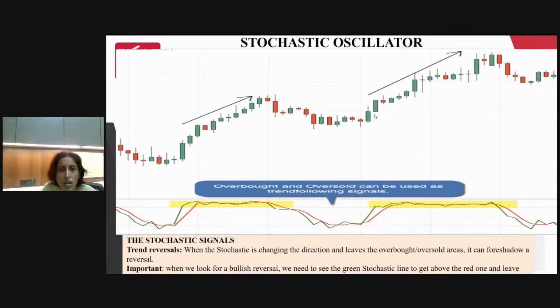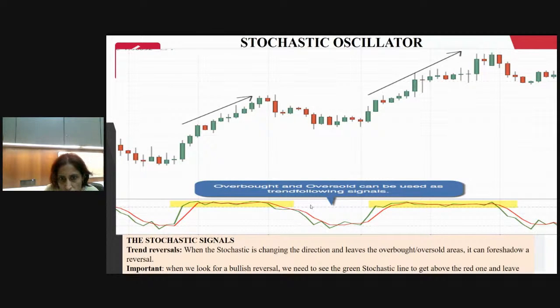Next, it also shows the trend reversals. It shows the overbought and the oversold, which can be used as trend following signals while you are taking the stochastic oscillator market indicator. So the stochastic signals also indicate the trend reversals, when the stochastic is changing direction and leaves the overbought.